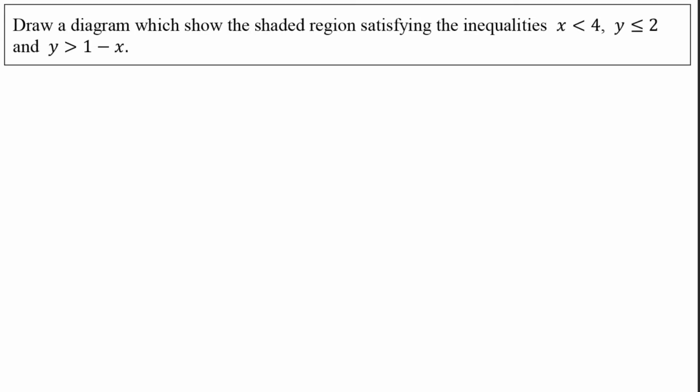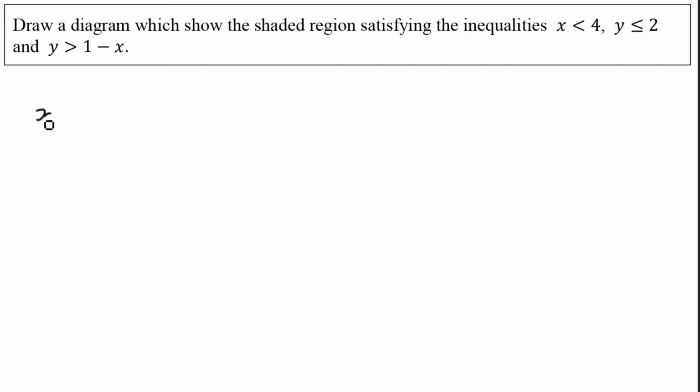We can also use graphs to indicate regions which satisfy a selection of inequalities. Let's look at this example. Draw a diagram which shows the shaded region satisfying the inequalities x is less than 4, y is less than or equal to 2, and y is greater than 1 minus x.